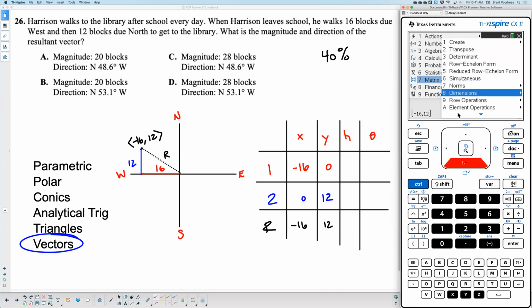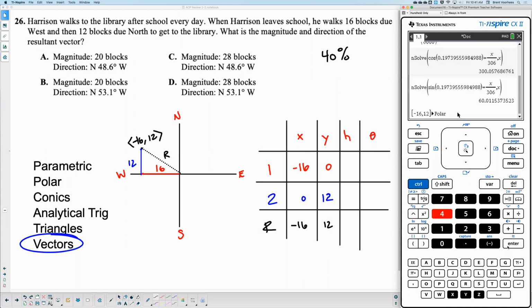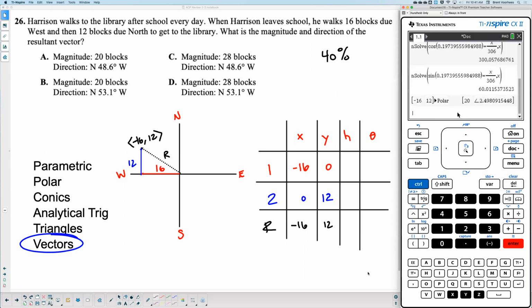That's right, it's going to be C. 4. Okay, our answer is 20, 2.49. Now this might be the one time you want to change modes, maybe. It says the answer is 2.249. I better put the 8 because I can't round it. Excuse me, not 249, 498. 498, but this is in radians.